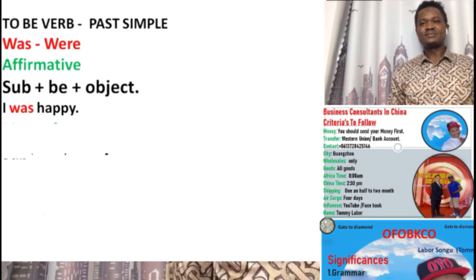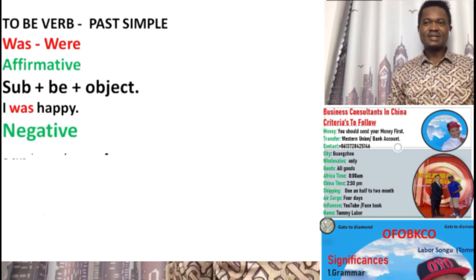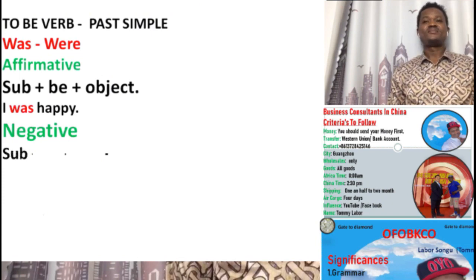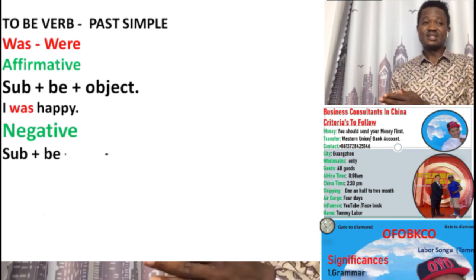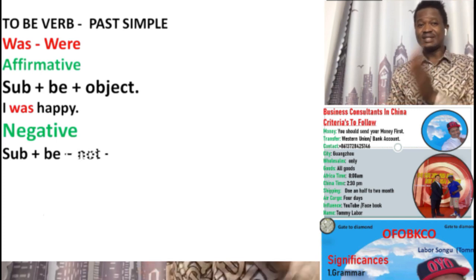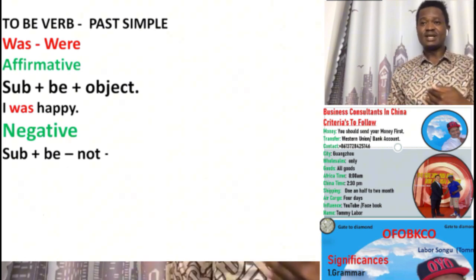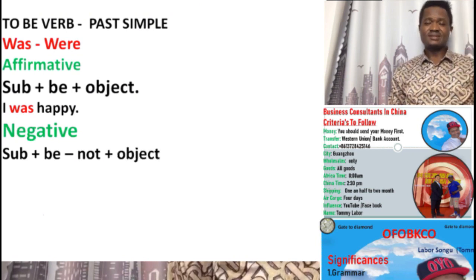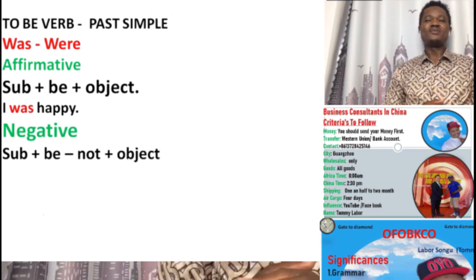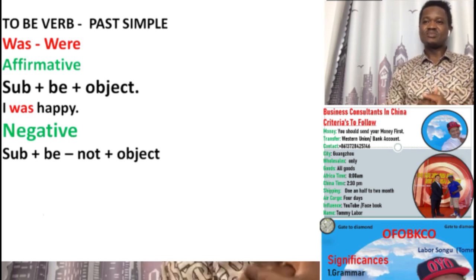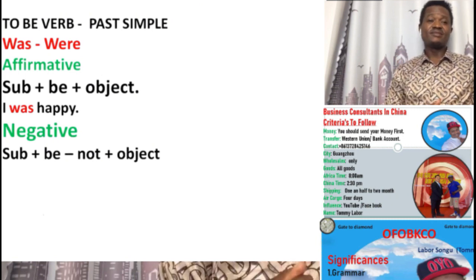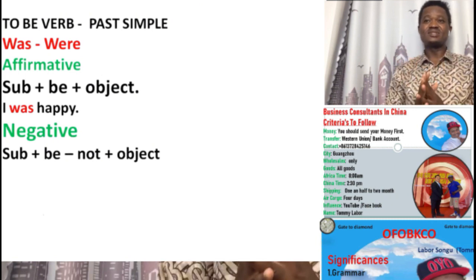Okay, guys, let's go. So let's talk about the negative form. So the negative form is going to be what? Subject, verb to be, plus the not. The negative form we call the not. So verb to be not. Okay, we're going to talk about the contraction form. Object. So this is a simple formula for the verb to be in the past simple. Subject plus be verb not, that is the negative, plus object. So this is a simple way to understand the formula.